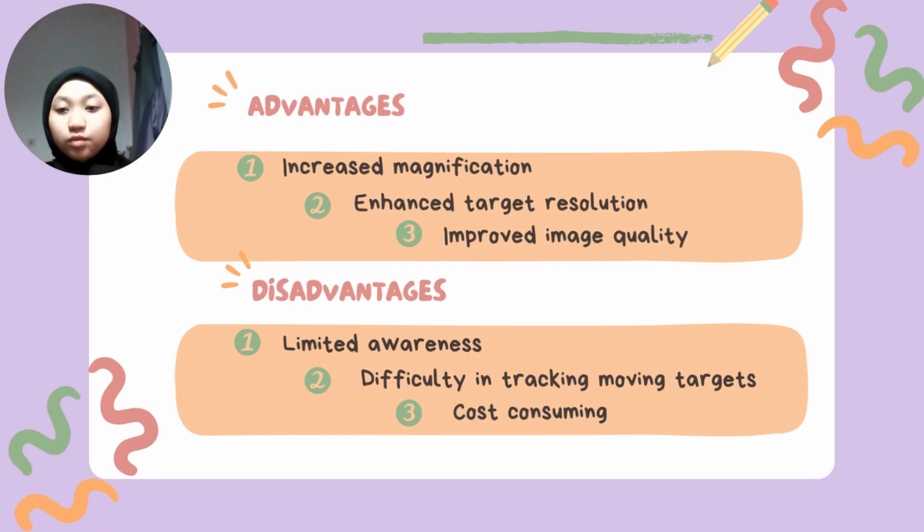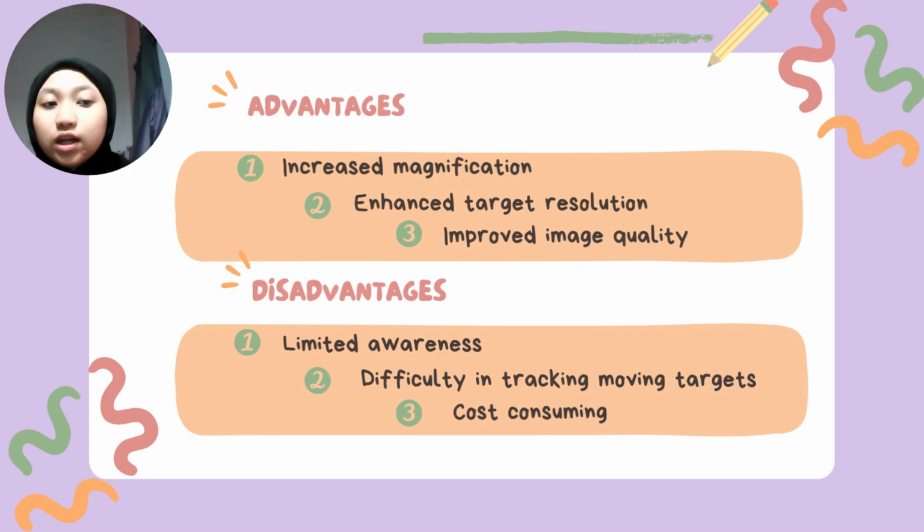Next, we're going to talk about the advantages and disadvantages of reducing the field of view (FOV). So, for the advantages, by reducing the FOV, we can effectively increase the magnification of the image. So, this can be advantageous when you need to really focus on specific details or objects within a scene, such as during target identification. Next, we can enhance the target resolution.